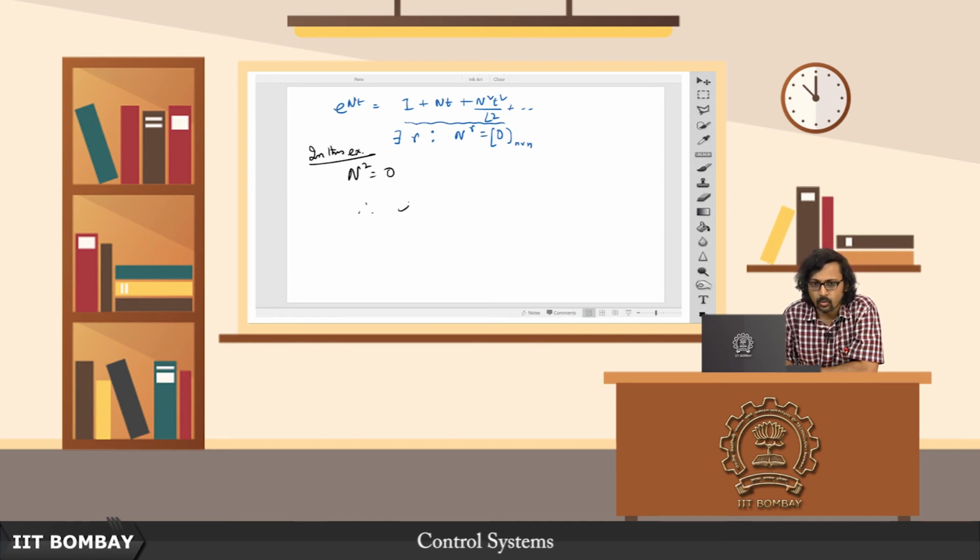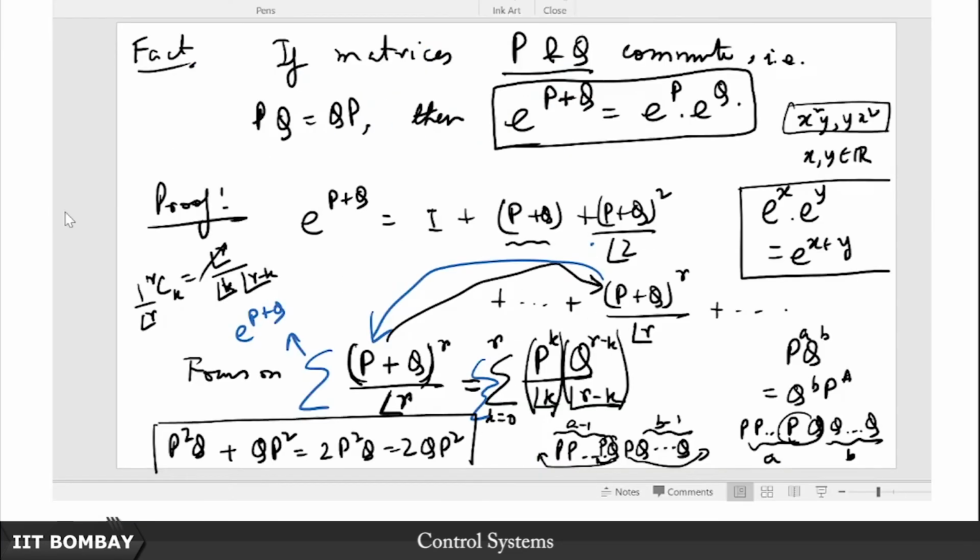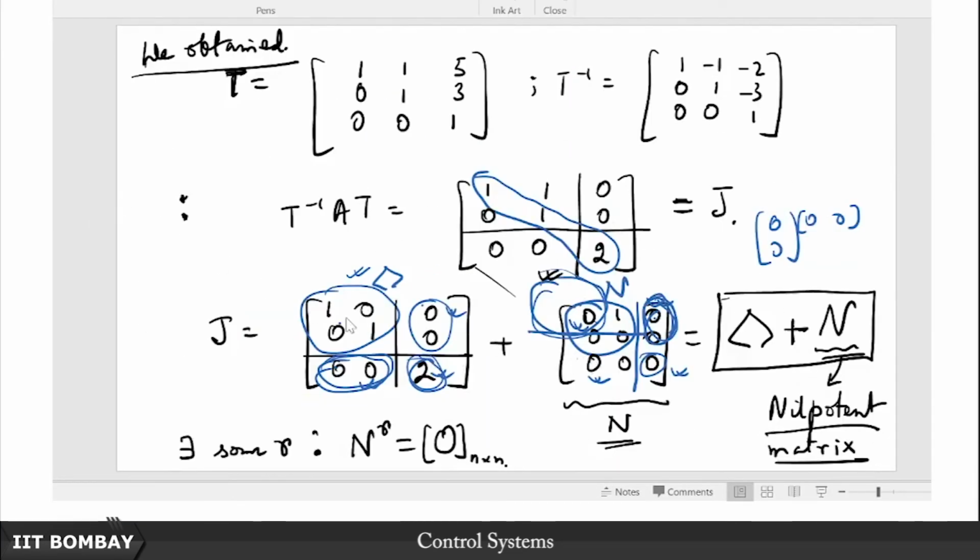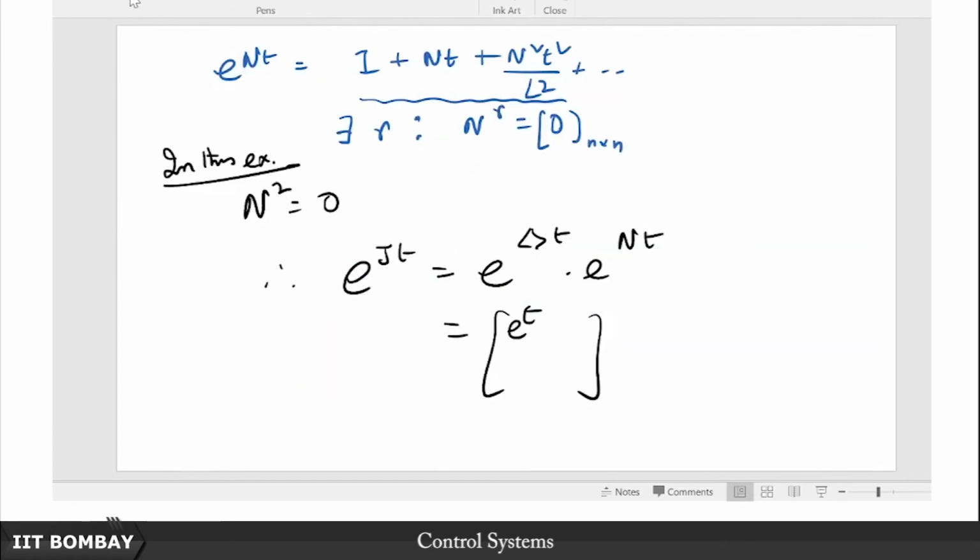So therefore, what is e to the Jt? It is going to be e to the lambda t times e to the Nt, which is going to be this e to the t in our case, because remember what was our Jordan block here, this is the diagonal part. So e to the t, e to the t, e to the 2t, those are the 3 diagonal entries, times I plus Nt, that is it, because N squared is 0, so I do not need to worry about the terms thereafter, right.